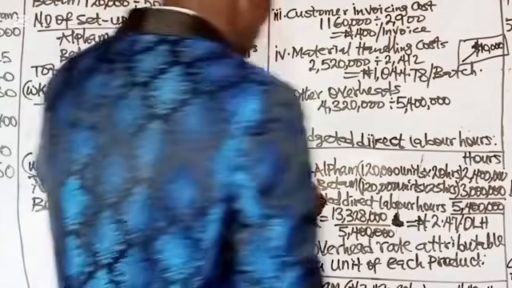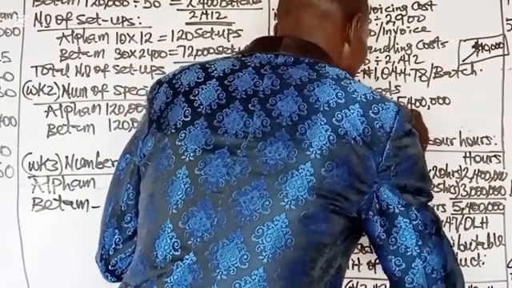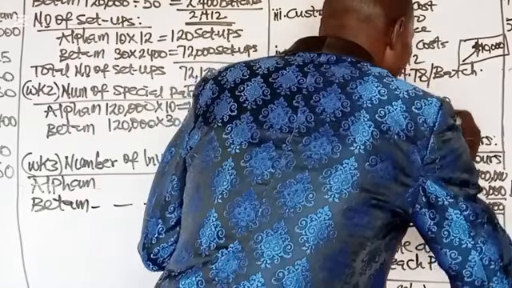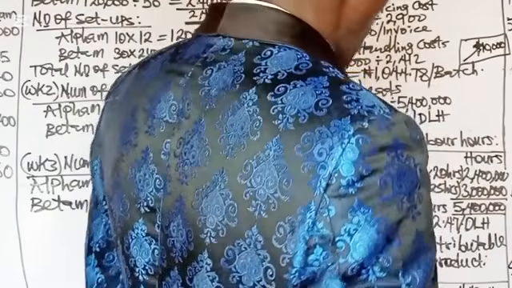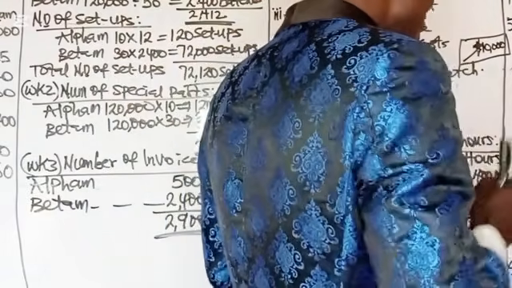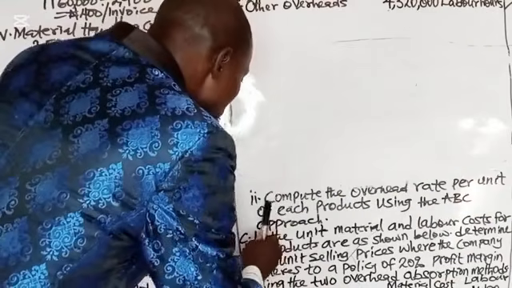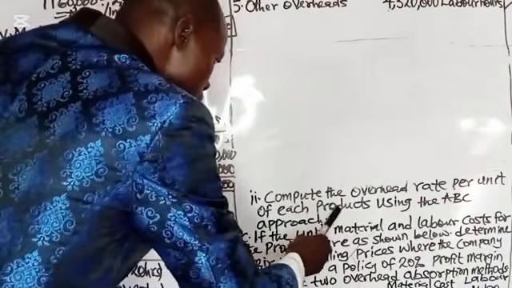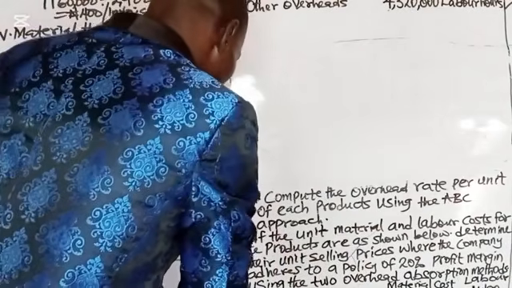That gives us 80 kobo, 0.80 per direct labor hour. That is the solution to B1. In B1, you have to determine the cost driver rate using the ABC approach. You have to compute the overhead rate per unit of each product using the ABC approach. That is the requirement of B2.